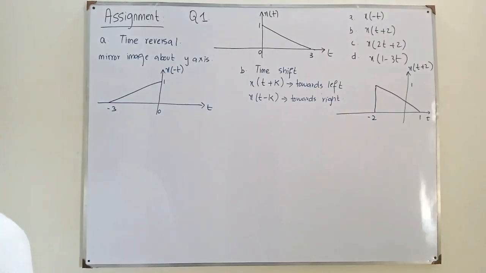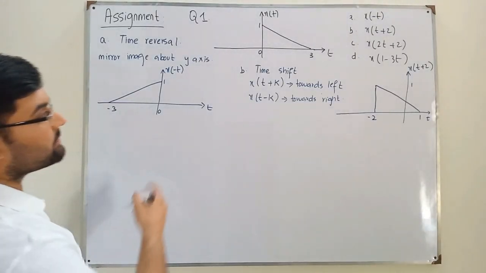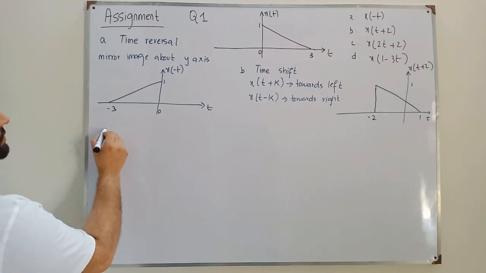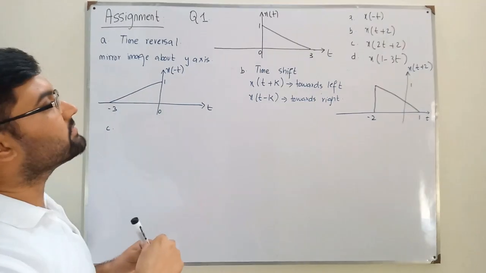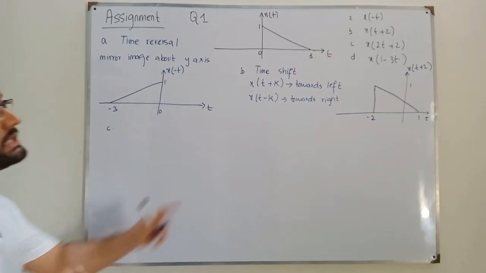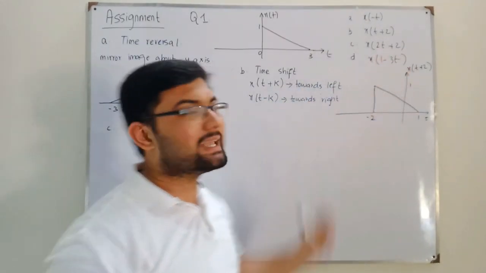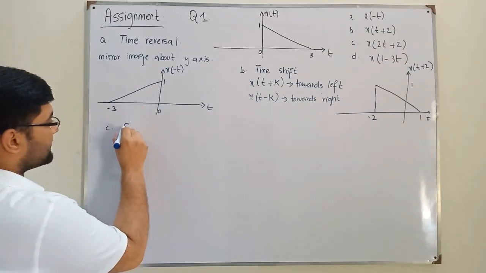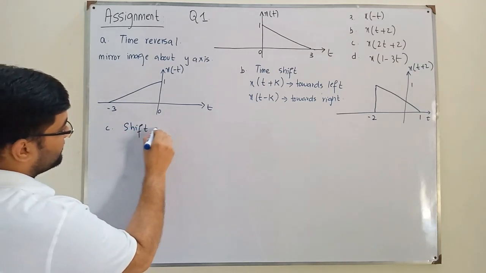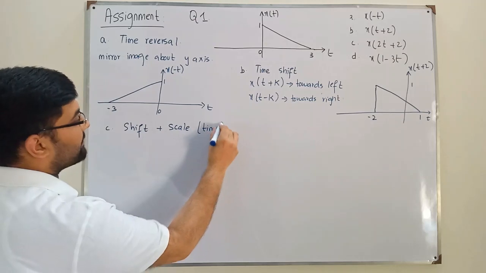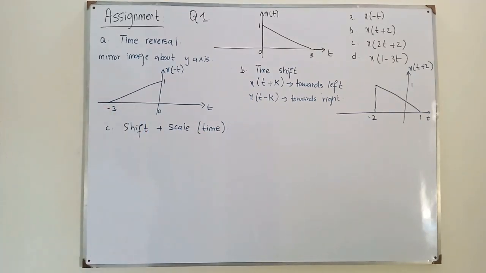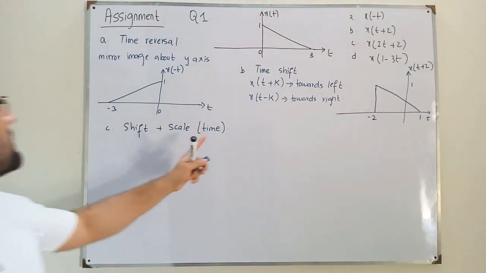For the third part, part C, x of 2t plus 2. This involves both a time shift and a 2t, which means a time scale as well. So this has a shift plus scale, in the time domain, not the amplitude. First, let's go for the shift. So it is x of 2t plus 2.